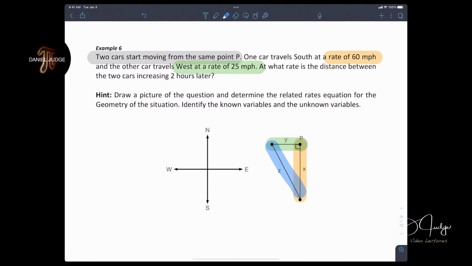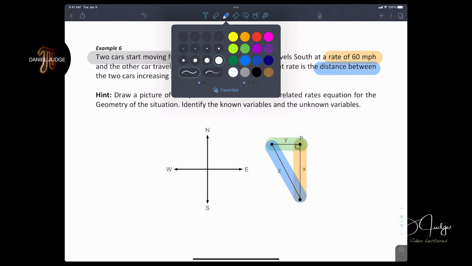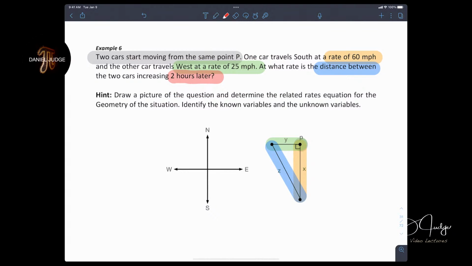So what I have here is a picture of the situation. They're asking at what rate is the distance between the two cars increasing 2 hours later. So this is going to be a time value, 2 hours. Now, the instructions here for related rates questions are always to draw a picture of the question and determine the related rates equation for the geometry of the situation. Identify the known variables and the unknown variables.